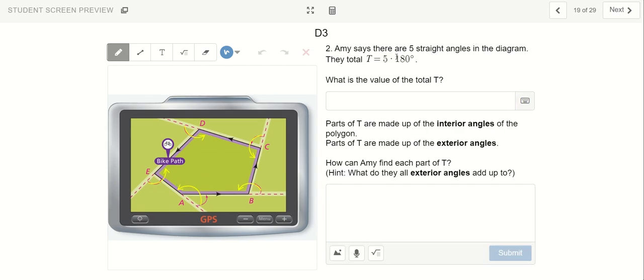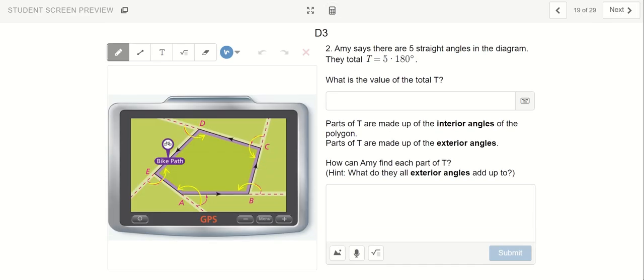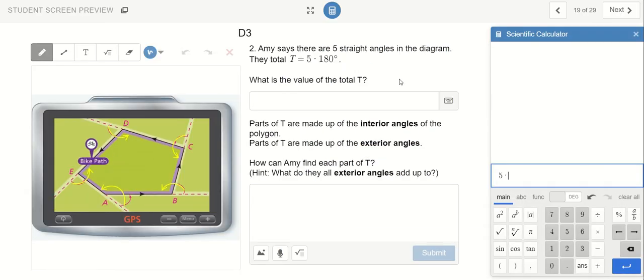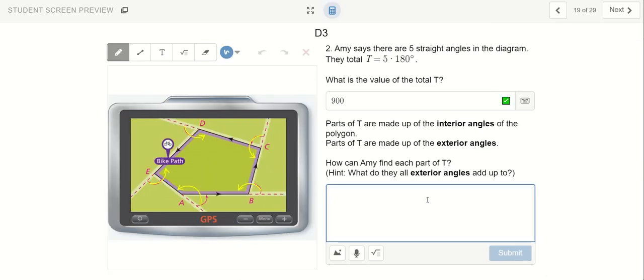Each supplementary angle is worth 180. So what's 5 times 180? Again, if I combine the in and outside angles, if I combine everything together, 5 times 180, looks like that's going to be 900. So what is T made up of? T is made up of both inside and outside angles.